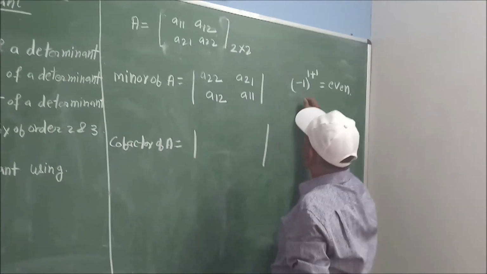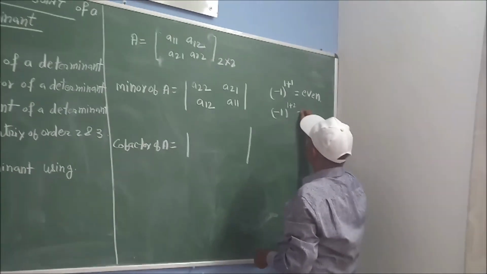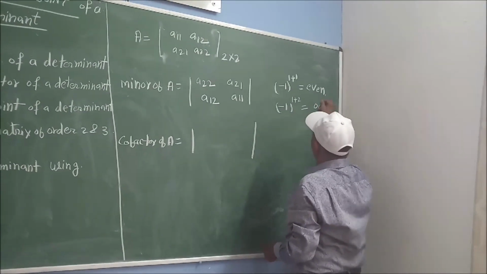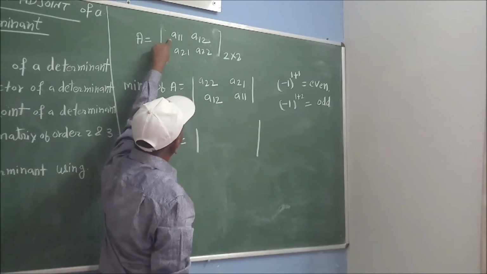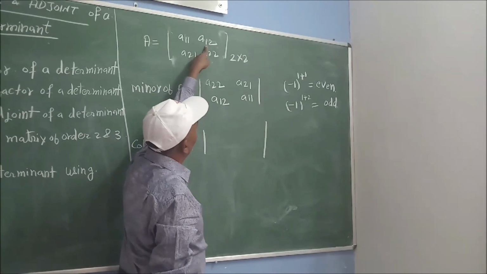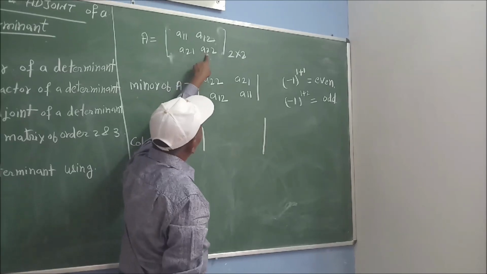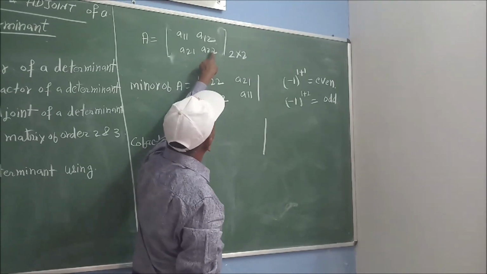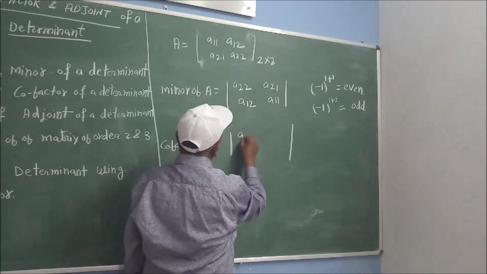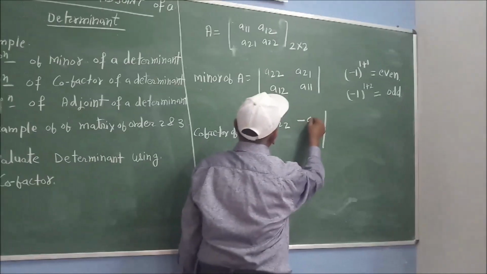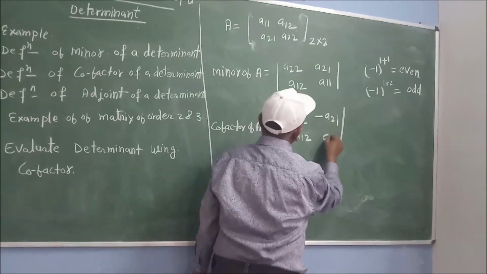And again see here, for this element 1 plus 2 is equal to 3, an odd number, so it contains a minus sign. Likewise for this element, odd number, minus sign. And 2 plus 2 is 4, an even number, so it will have a plus sign. So this can be written as A22, minus A21, minus A12 and plus A11.